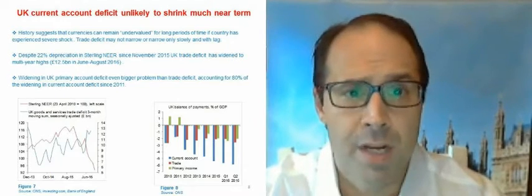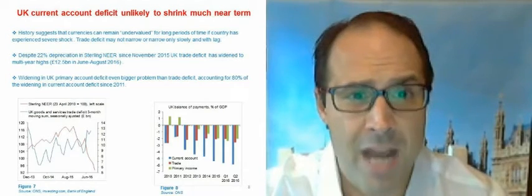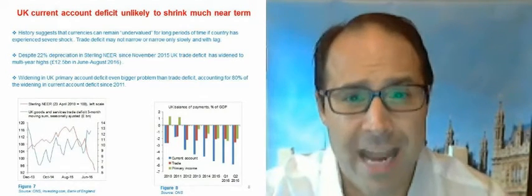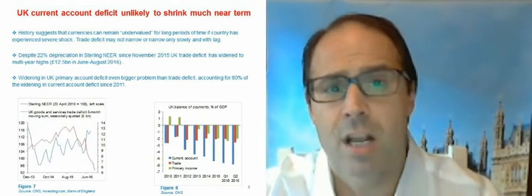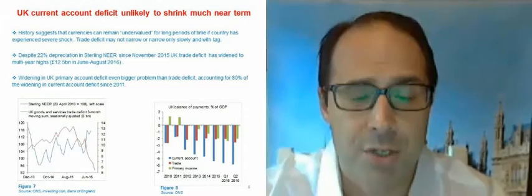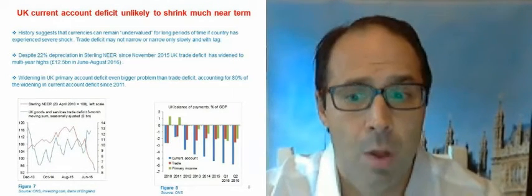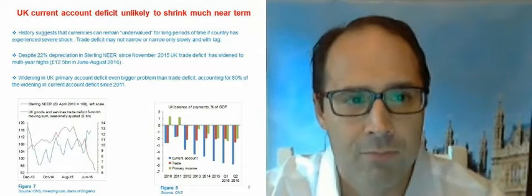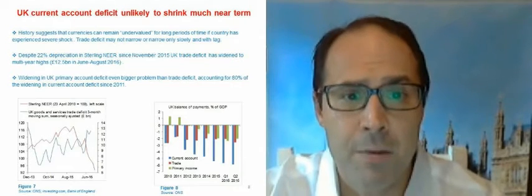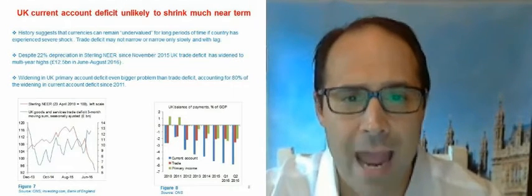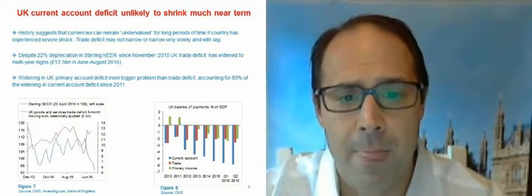History suggests that currencies can remain undervalued for long periods of time if a country has experienced a severe shock. The trade deficit may not narrow or narrow only slowly and with a lag, and that's the case in the UK. Despite sterling's collapse by 22% since last November, the UK trade deficit has actually widened, not narrowed, to multi-year highs, and you can see that in figure 7. Moreover, and this is something that's not talked about that often, the widening in the UK primary account deficit is an even bigger problem than the trade deficit, accounting for 80% of the widening in the current account deficit since 2011. And you can see that very clearly in figure 8.